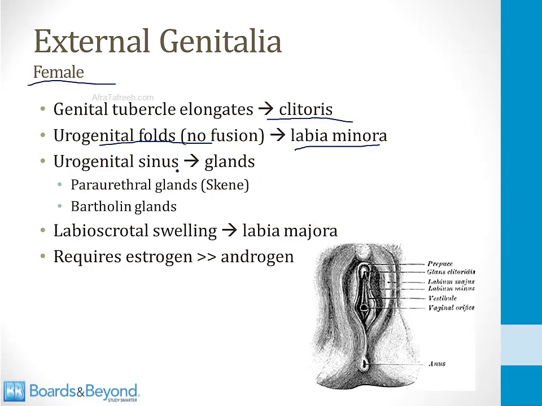In females, the urogenital sinus forms glands, just like in the male, but different glands form in the female. In the female, glands called paraurethral glands of Skene form. These are the female analog to the prostate glands. In addition, the urogenital sinus forms glands called the Bartholin glands. Both of these glands lubricate the vagina.